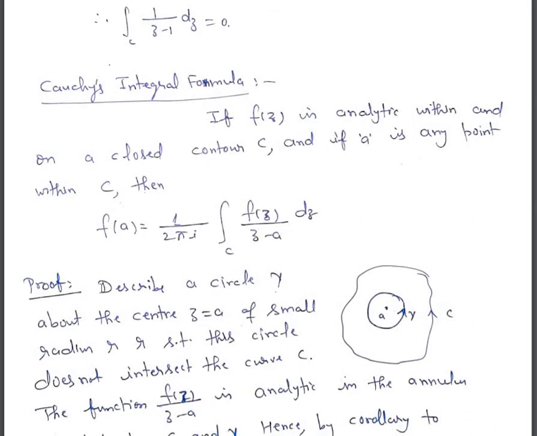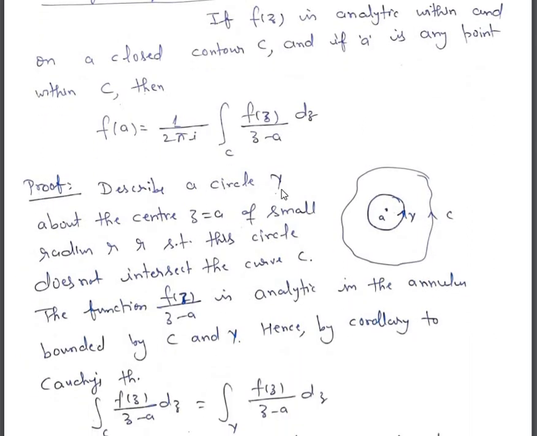So, how to prove this? What we do is we describe a circle gamma about the center z is equal to a of small radius r, such that this circle does not intersect the curve C. So, around point a we draw a circle gamma with very small radius such that this circle does not intersect C.